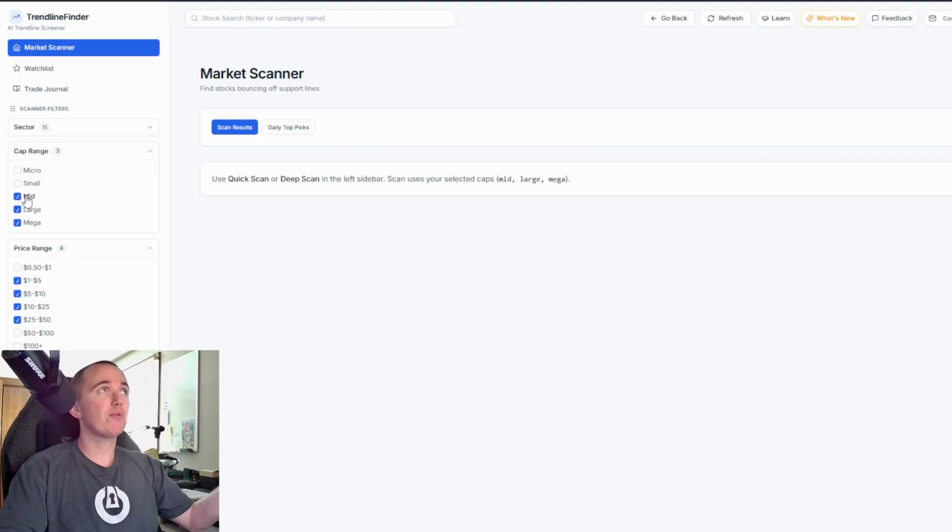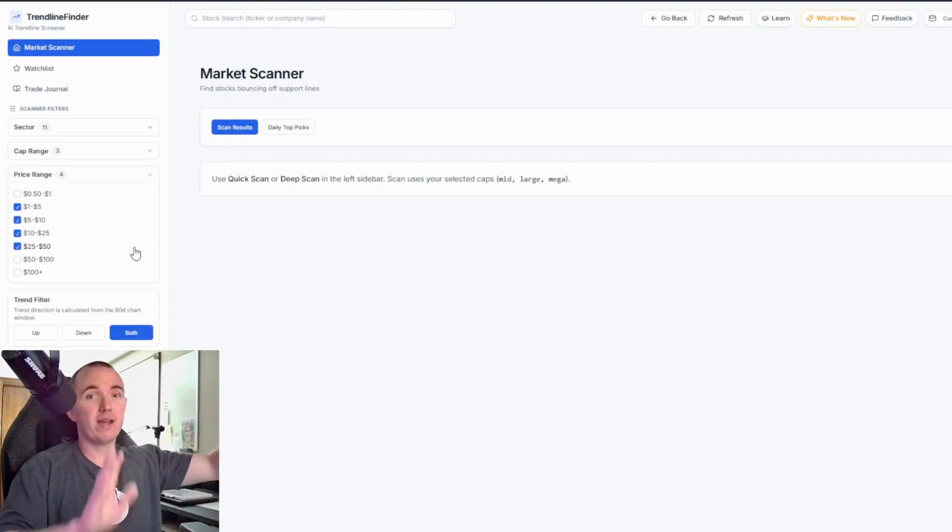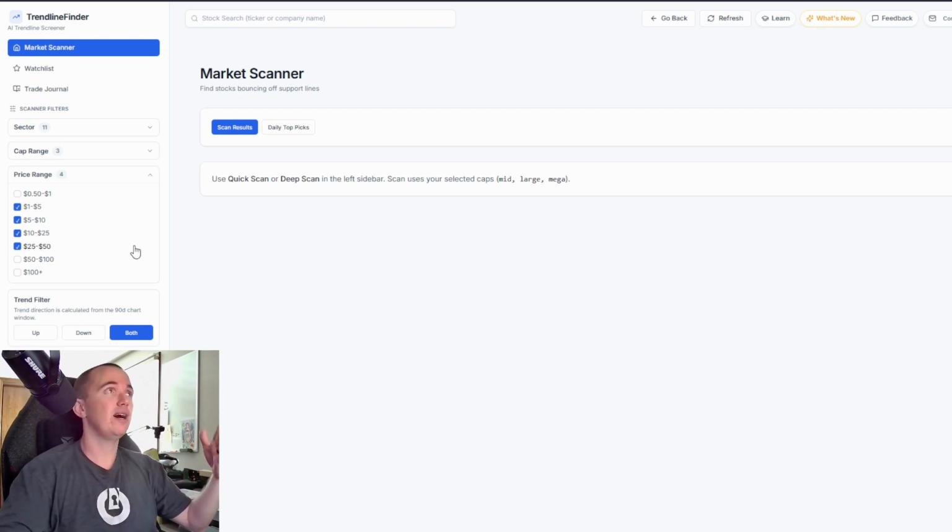You can have your cap range here where you can select mid, large, and mega caps. I leave small and micro out because I have found that the mid and large size cap stocks typically trend in a more predictable manner. So we're going to leave these defaults that I have here, which are automatically set by the system. So if you sign up for TrendlineFinder.com, this is all going to be exactly how it's set up for you. I put these defaults here because it's the way that I like to find stocks.